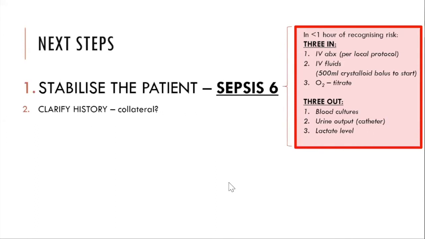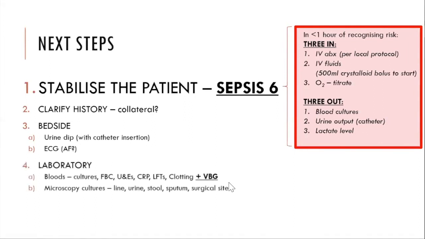And given she's confused and has a reduced GCS, you need to speak to someone else that knows what's going on. Bedside-wise, urine dip would be really helpful. So when you put a catheter in, the first bit of urine that comes out, you could dip that, that's fine. ECG would be helpful to see, has the sepsis flicked them into new fast AF? Do you need to do anything about that? You know, they're running at 135 beats per minute.